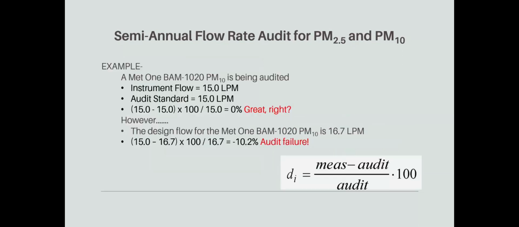I'll give you an example here. Let's say we're auditing a MET ONE BAM 1020 PM10. You show up, you find the instrument flow is 15 liters per minute. Your audit standard agrees, it's 15 liters per minute. 0% difference. Great, right? Well, if you do the design flow calculation, you'll see that actually, while the instrument's reporting accurate flow, it's not at the right flow. It's actually more than 10% off of the design flow, and this is actually an audit failure.